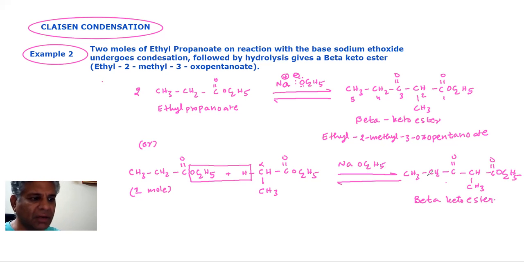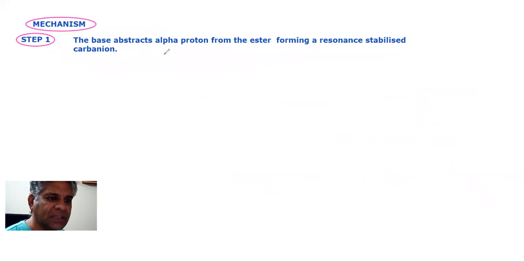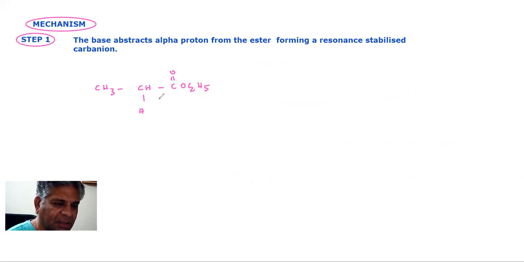Now let us go to the mechanism of this reaction. The base abstracts an alpha proton from the ester, forming a resonance stabilized carbanion. So what is the base here? See, this is your ester, CH3CH2C double bond O, OC2H5. So this is the alpha carbon and this is your alpha proton.